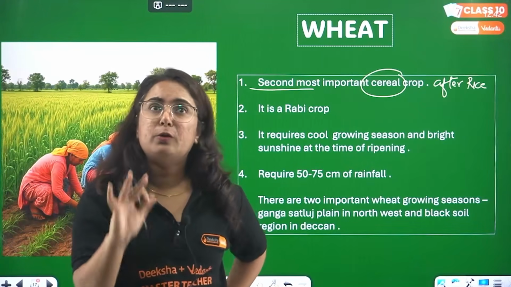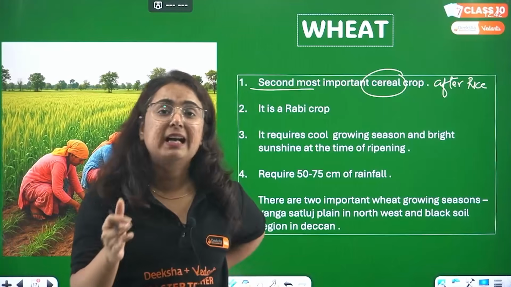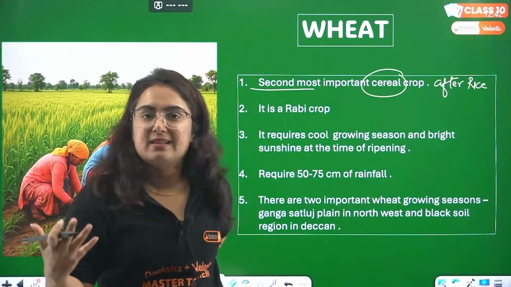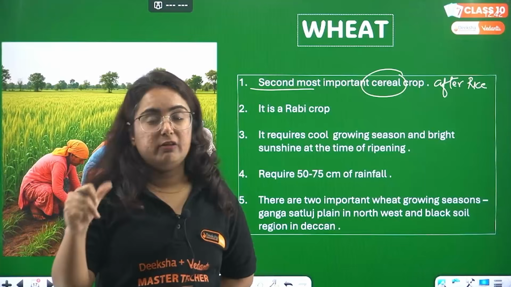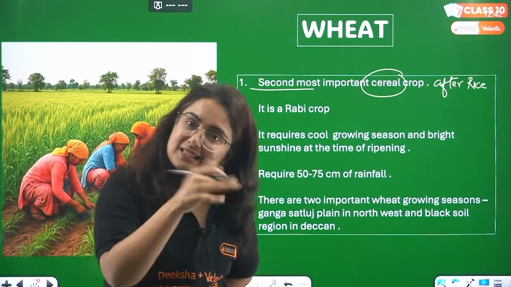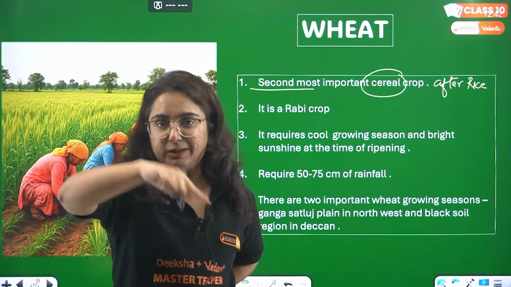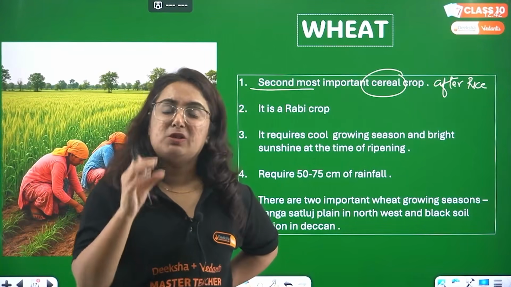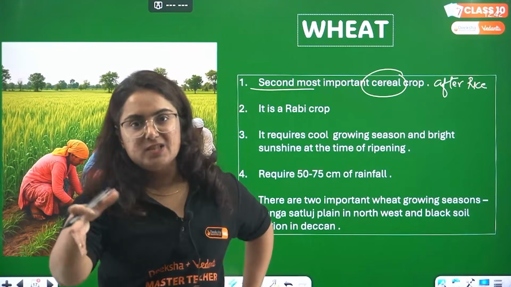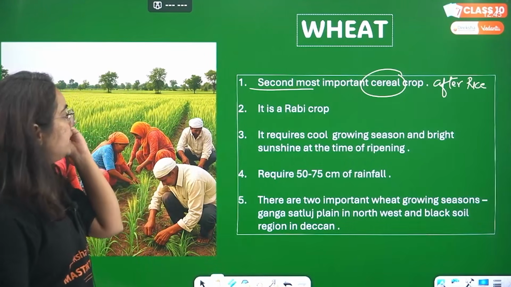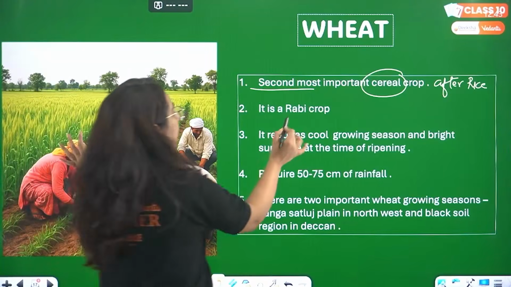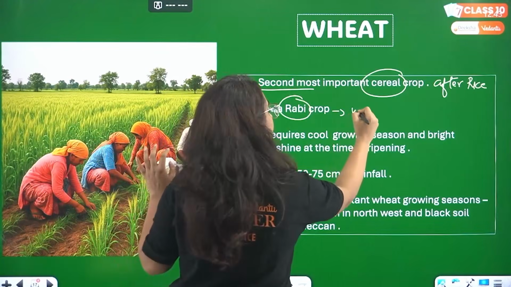But from central India, it becomes a habit that along with wheat, rice is required. When you move beyond, like South India, coastal regions, Northeast India, rice is the main one. And hence, when we analyze area-wise, the majority of the people like rice over wheat. So yes, it is the second most important cereal crop, and it is a rabi crop grown in winter.